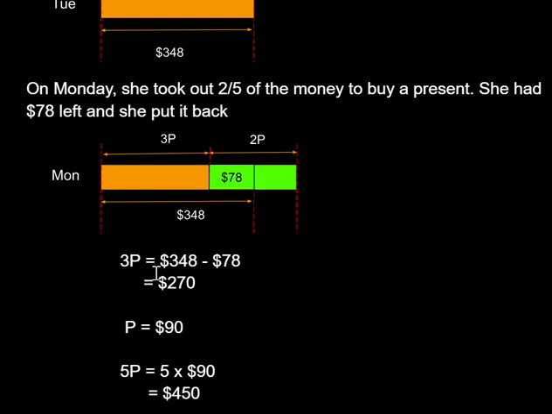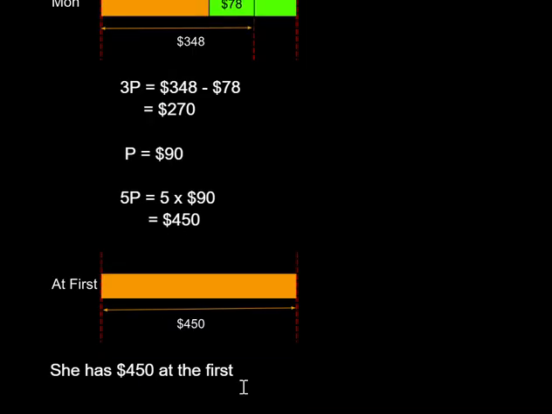And of course, the 348 also includes the $78 that she put back. So from here, the same thing. Now we can say that 3P is equal to 348 minus 78, which is 270. P is $90, and early on Monday morning she will have 5P, so 5 times 90 is $450. So she has $450 at first in the piggy bank.